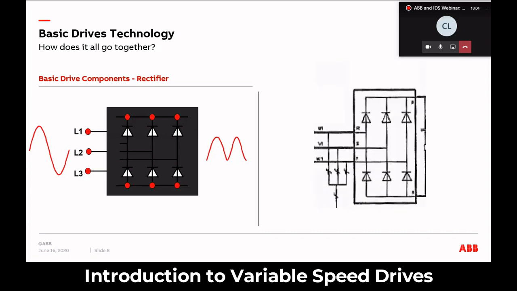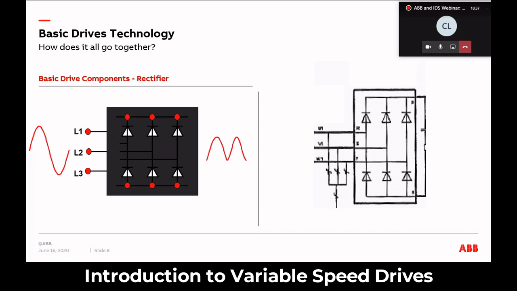So how do we actually get this very static, stable supply of say 400 volts, 50 hertz, to a point where we can actually vary that voltage and frequency to give us that defined speed that we need to operate the load or motor at? That's all done within the drive itself, and it's done via 3 stages. So the first stage is rectification.